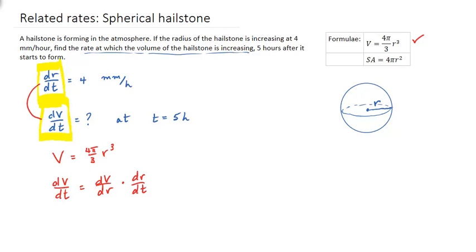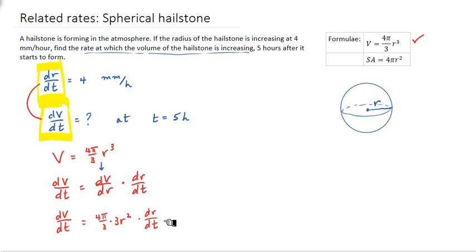Okay, so let's think about it. We're trying to find out the value of dV by dt. We know the value of dr by dt. It's 4. And dV by dr we can figure out by doing the derivative of this up here. So that means that dV by dt is dV by dr, so that's 4 pi on 3 multiplied by 3r squared, and then we have dr by dt.